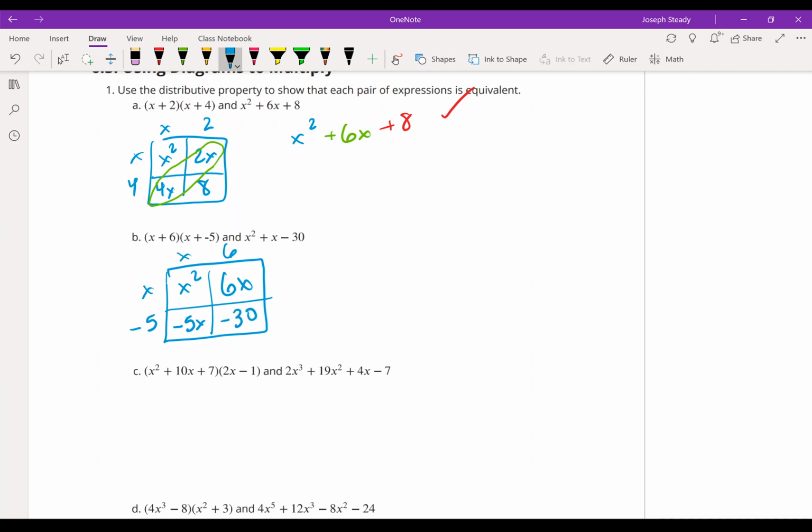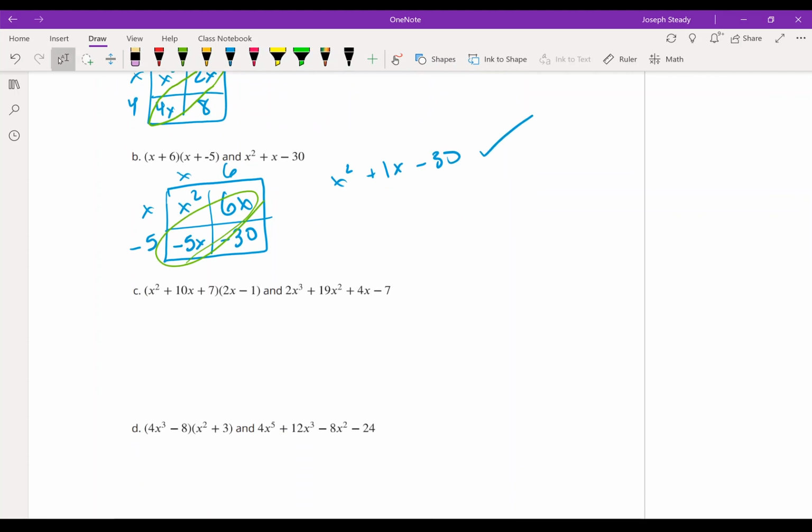So we found all those pieces. Again, we can now combine like terms. These two can combine, the rest stay alone. So x squared, 6x plus negative 5x. When I combine those, I end up with just 1x, and then minus 30. And that's exactly what they got. So again, we are done here.